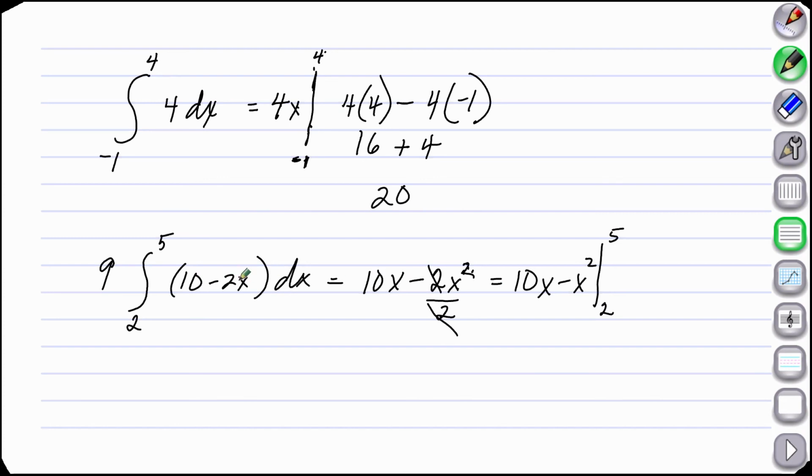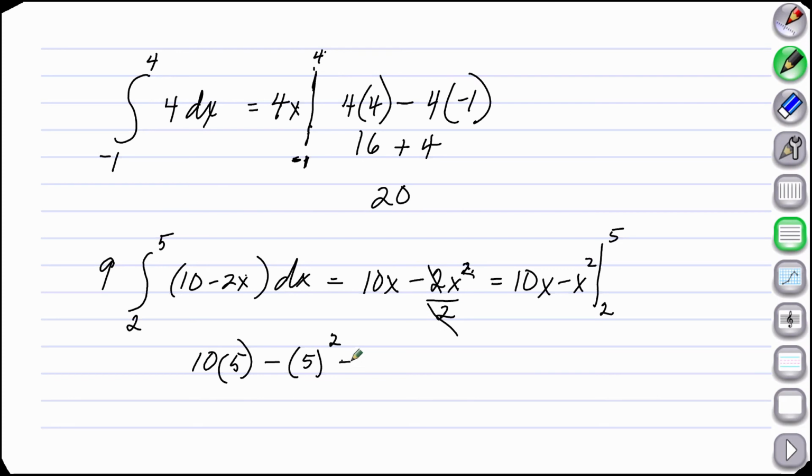Okay, so when you take the integration of that, the 2 stays. This becomes an x squared, but we've got to put it over 2. This became an x to the 1, but if we put it over 1, it's not really going to change anything. So that's why we don't, you could write it as 1 over 1, but we usually don't. Okay, we're not done. Now we've got to put the 5 into both of these parts. So this is 10 times 5 minus 5 squared. That's replacing all these x's with 5s.